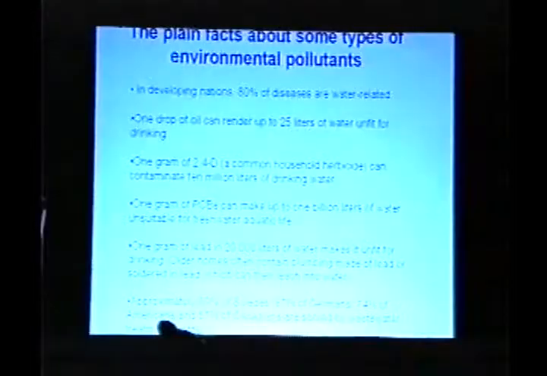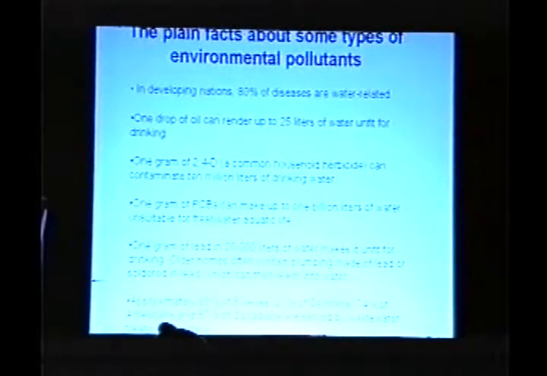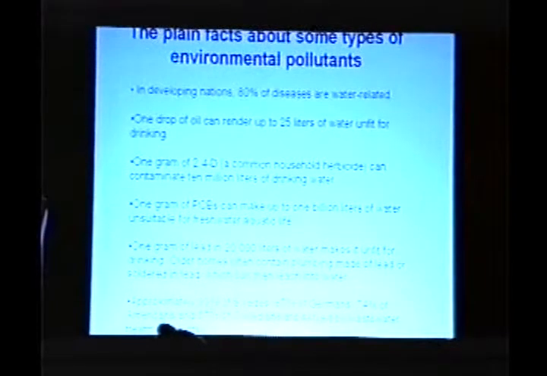PCBs, or polychlorinated biphenyls, which are, or were, a very commonly used industrial product. 1 gram of a PCB can make 1 billion liters of water unsuitable for freshwater aquatic life. 1 gram of lead in 20,000 liters of water makes it unfit for drinking. And a lot of homes have lead plumbing, and lead plumbing was used extensively until just recently.